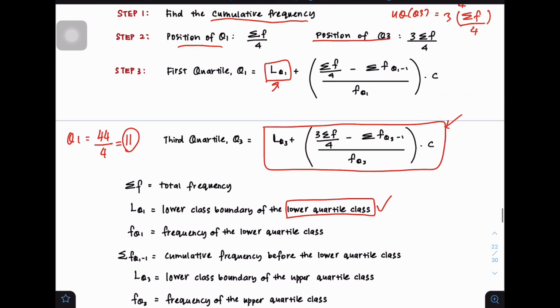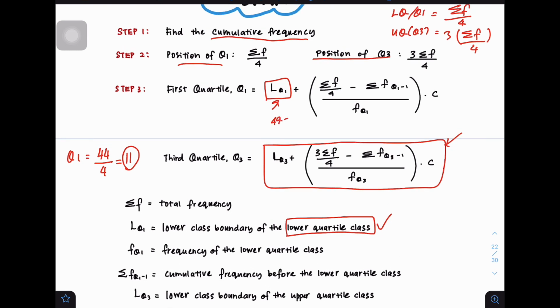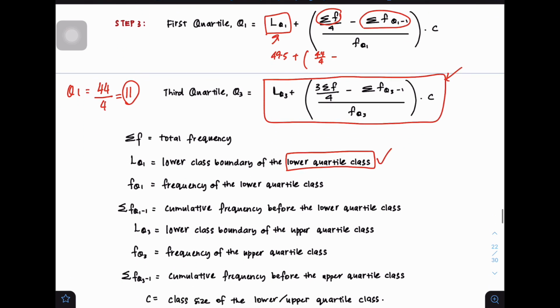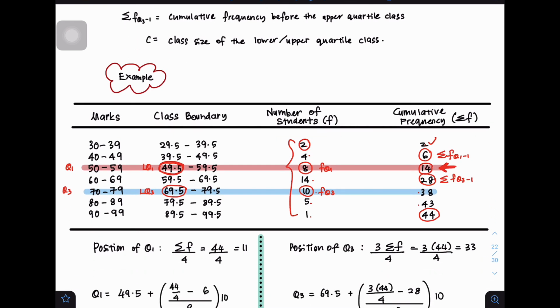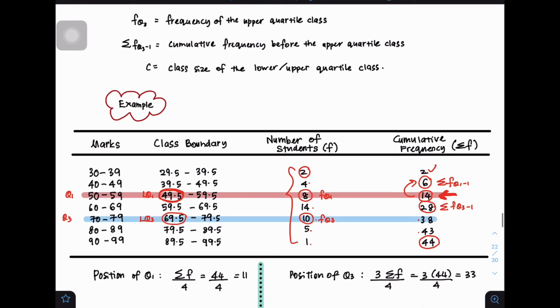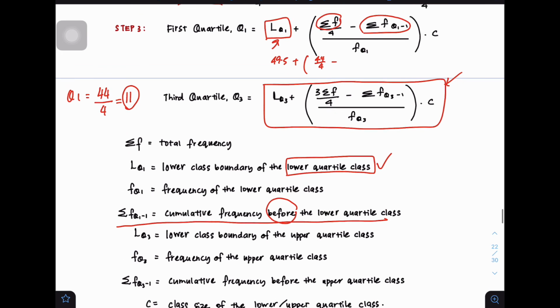So kita hanya perlu letak dalam formula je lah, 49.5 lower boundary dia, plus dengan total number of frequency kita ada 44 divided by 4 minus dengan EFQ1 minus 1. So apa dia ni? Kalau awak rujuk dekat sini, EFQ1 minus 1 adalah cumulative frequency before lower quartile class. So lower quartile class dekat sini, cumulative frequency before. So this one is EFQ1 minus 1, which is 6. So you just need to put inside the formula, minus with 6 divide with FQ1.